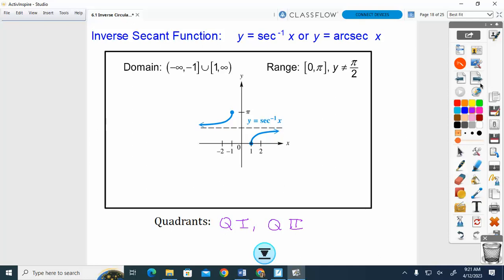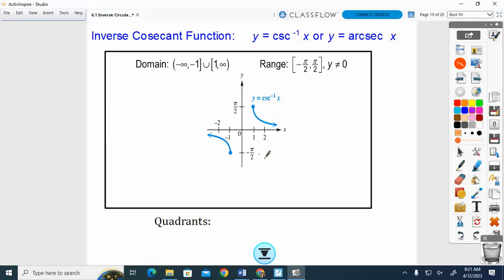And the last one, cosecant, is a reciprocal of sine, so it's going to be 1 and 4. It does what sine does.